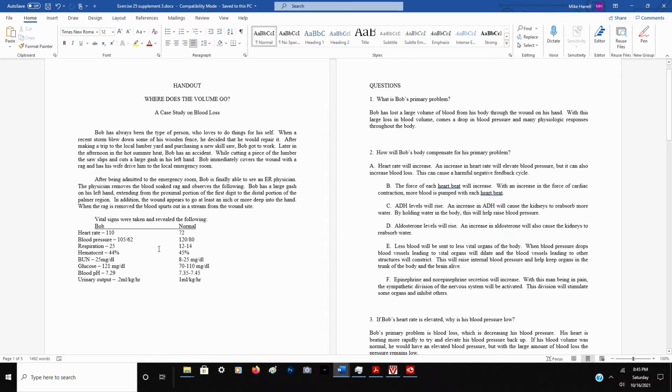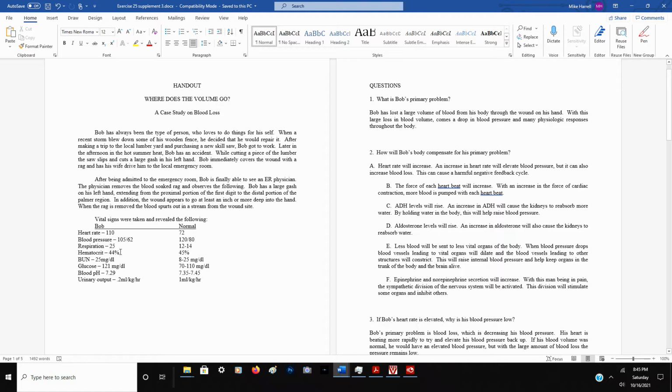So they took a look at some things on Bob while he checked into the ER right here. Look at his heart rate, 110. Normal is 72, definitely elevated. But look at his blood pressure, 105/62. Hopefully that's somewhere around 120/80, so he has an elevated heart rate and low blood pressure. His breathing right here, so it's respiration, I should have said ventilation, is at 25, definitely elevated.